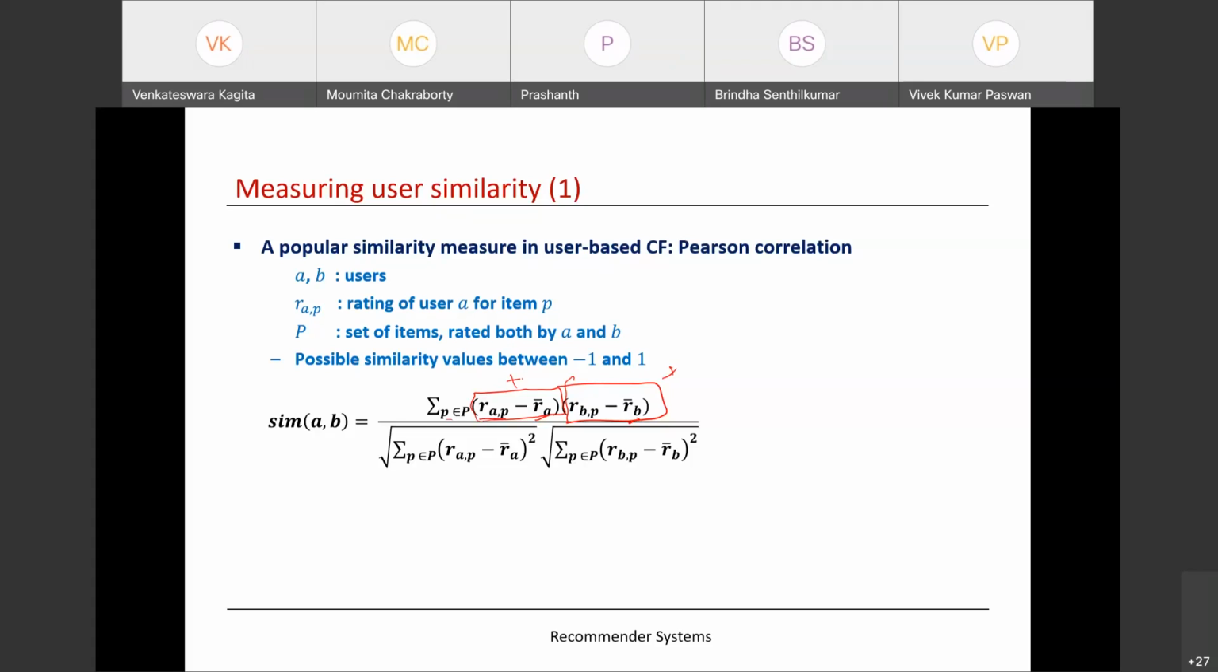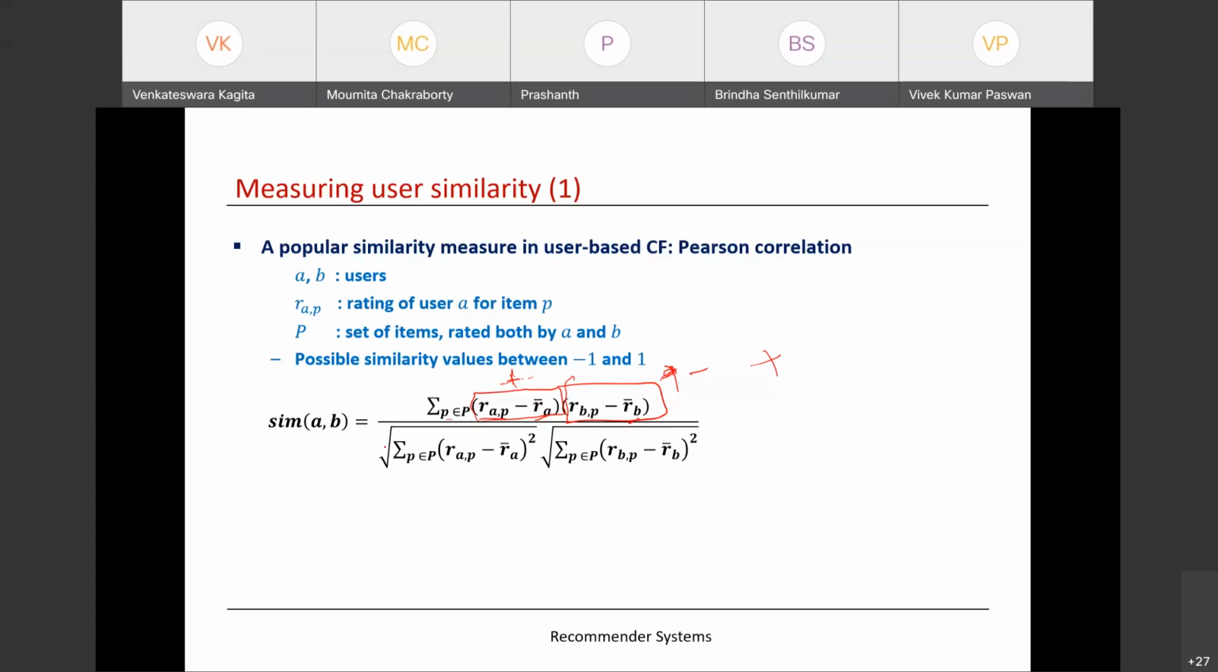Right. So now the question is, if both of them are positive, what does it mean? Both of them like the item. So the result will be positive. If one is positive and the other one is negative, what does that mean? Probably these two users' rating patterns are different, isn't it? They may not have the same rating pattern. Agree? Right. So you do this for all the items and take the sum.